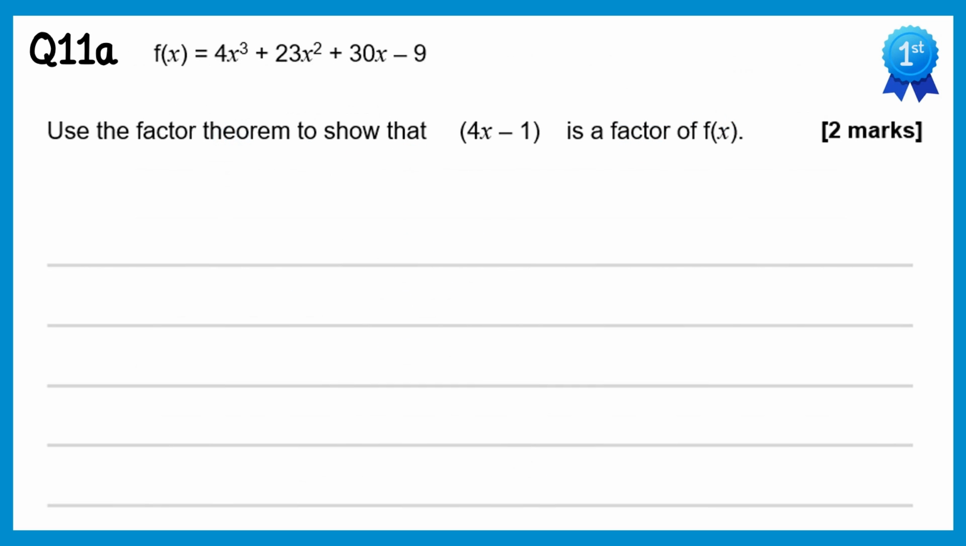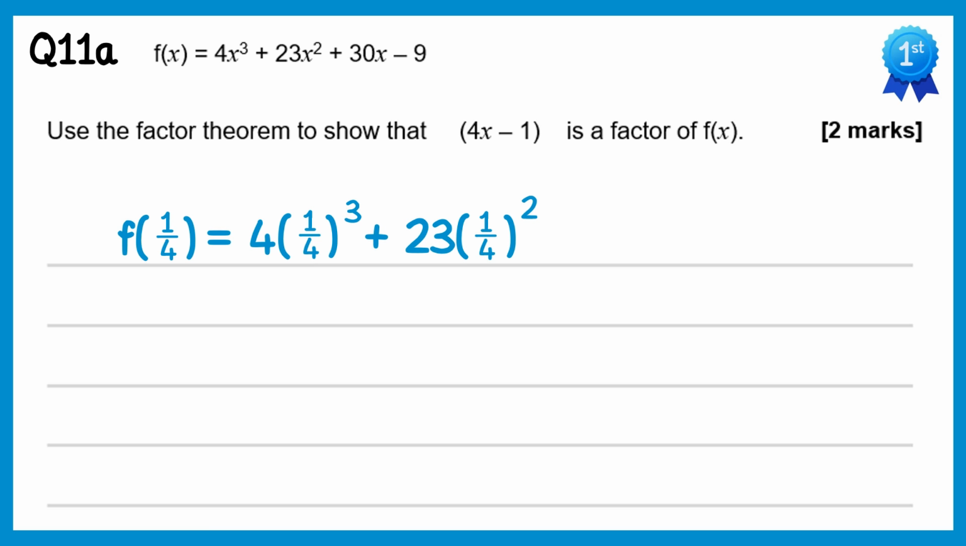For this question, we need to use the factor theorem to show that 4x minus 1 is a factor of this. If 4x minus 1 is a factor, then when we substitute in 1/4, we should get 0. So let's do f of 1/4. So we're going to do 4 lots of 1/4 cubed, plus 23 lots of 1/4 squared, plus 30 lots of 1/4, minus 9. Now let's start with the cubing and the squaring.